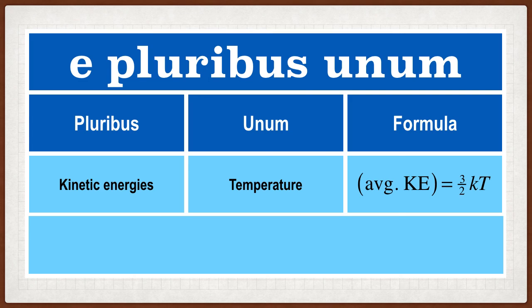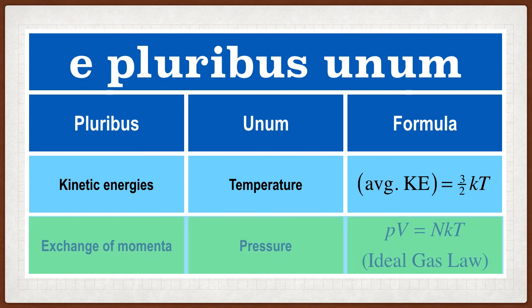Okay, in this right-hand cell, in the third row down, average kinetic energy is equal to 3/2 times a constant K times the temperature. So the temperature is the single macroscopic quantity that is correlated by this formula to the kinetic energies of all the zillions of particles that you can't really track down. But you use math to summarize and get an average.